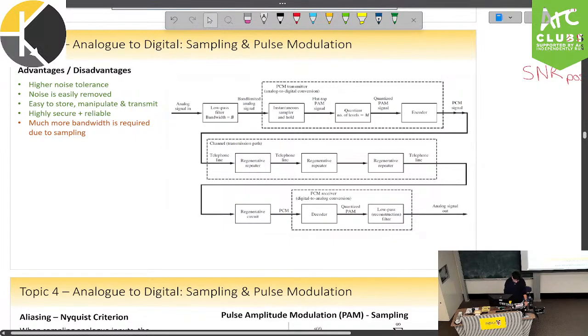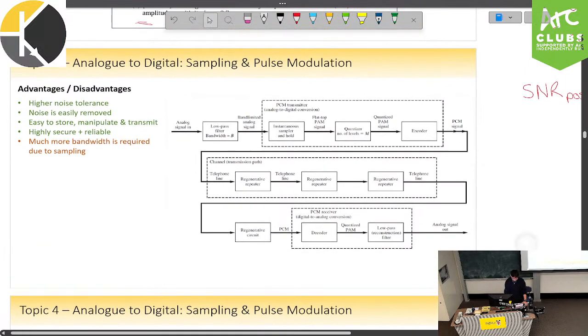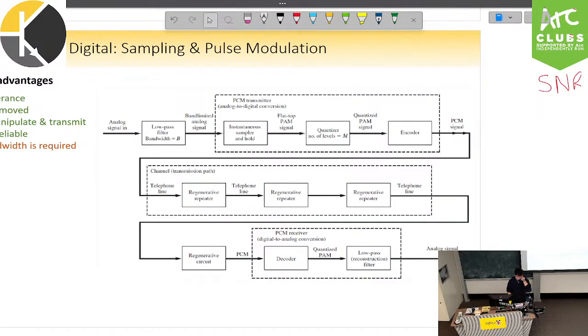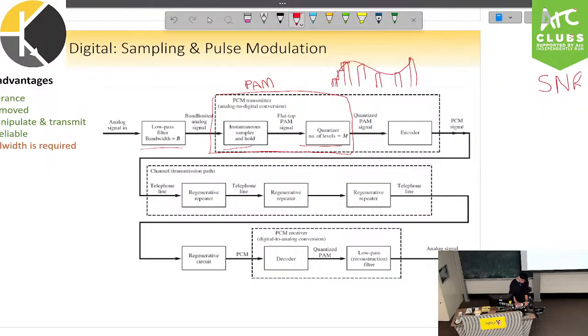So topic 4, analog to digital. This is where it gets a bit more interesting. I've put here just a diagram of how, in general, we would go from an analog signal to a digital signal and then transmit. So after applying a low pass filter, we would sample and hold and then quantize. These two make up our pulse amplitude modulated section of this system. And then after taking some analog signal that's been pulse amplitude modulated like this, we would then apply PCM by an encoder to convert these amplitude levels into a sequence of ones and zeros, which we can transmit.